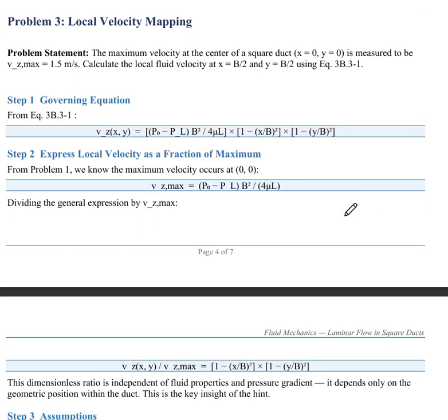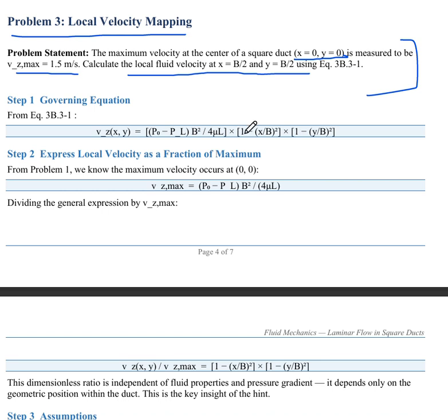Now coming to the third problem, it is about the local velocity mapping. It teaches how to find velocity at a specific off-center point. As you can see here, the problem statement: maximum velocity at center of square duct, as we derived in the previous problem, is at the exact center, where x, y are 0, 0. Remember the value we found in the previous problem, 1.5 meter per second. Now here we are calculating the local fluid velocity at x equals B by 2 and y equals B by 2.